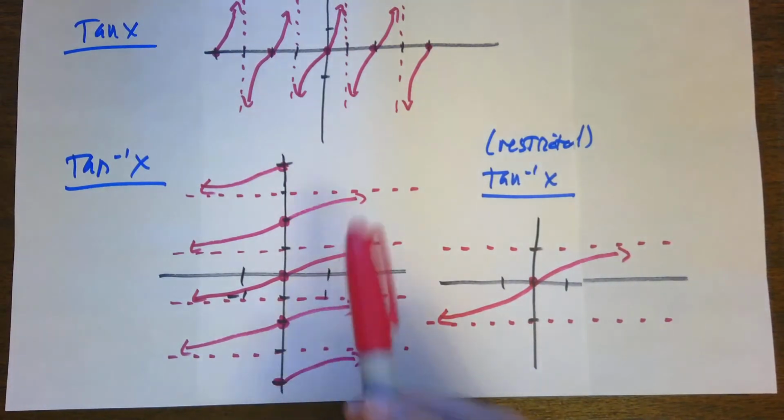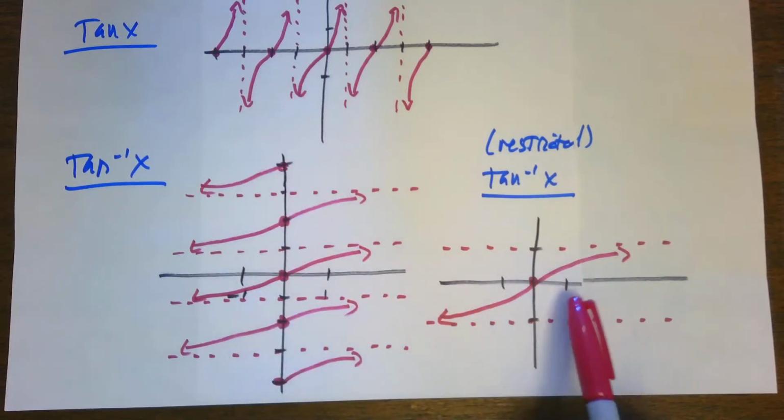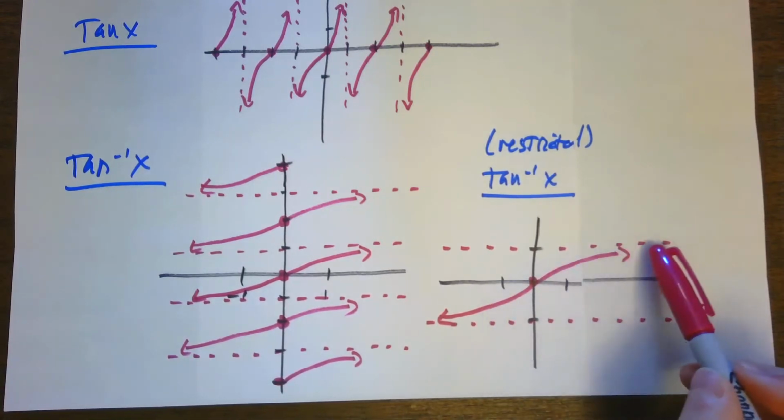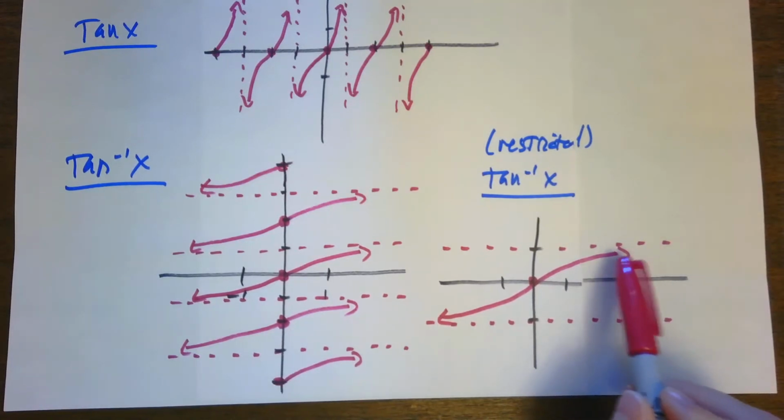Now notice, this is a function. This is not a function. This is a function. Oh, and don't confuse this with the cubed root or something like that. The cubed root doesn't have asymptotes. The cubed root keeps going on forever and ever, getting bigger and bigger, whereas tangent, inverse tangent, has asymptotes.